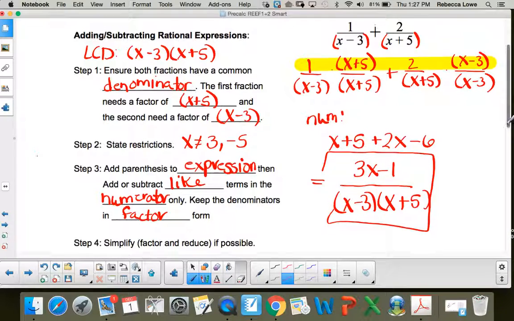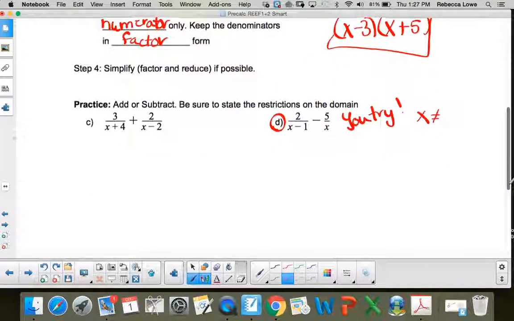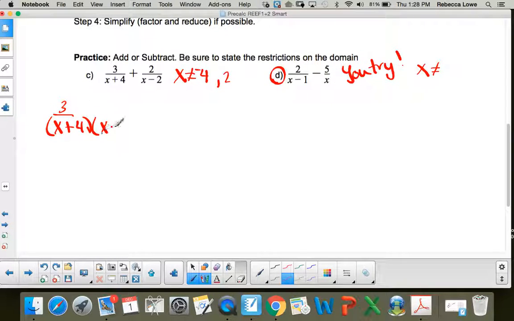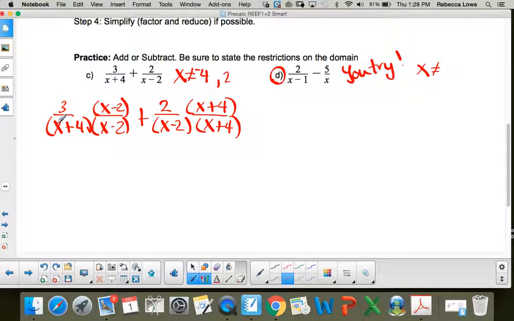All right, you guys are going to do D, but I'm going to run through C really quick. So restrictions. X cannot be negative 4, and it can't be 2. So I'm going to take the first fraction, and I need to multiply it by x minus 2 to get the same denominator. I'm going to take the second fraction, and I'm going to multiply it by x plus 4, numerator and denominator. So the least common denominator is x plus 4 times x minus 2.